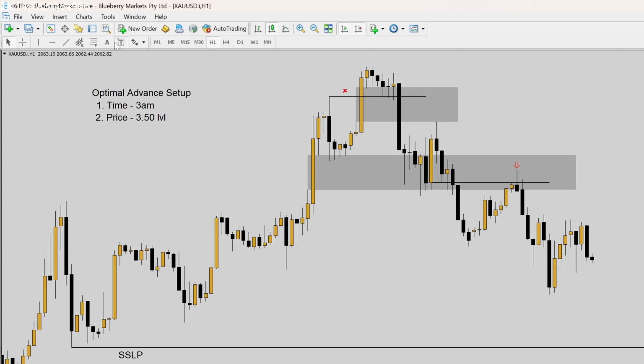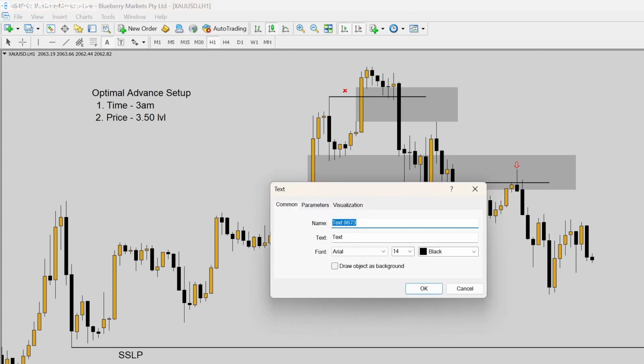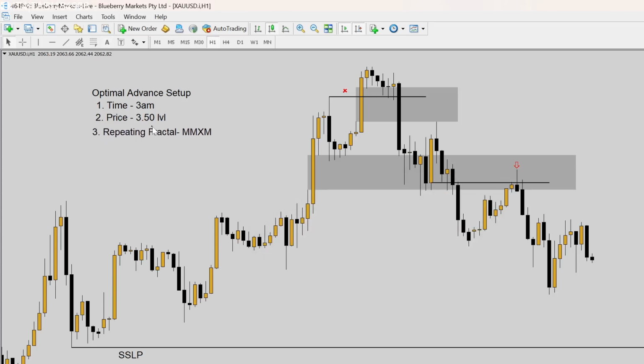So we have our time, our price, and we also have our repeating fractal, which is our market maker model, okay, accompanied by the Williams percent R. So I actually took this short and captured a 1-to-1, right? Only because I don't like holding over weekends. That's not my thing. And my plan actually does not permit me to do so. So that's why I did not hold it over the weekend. I closed it right before market close on Friday.